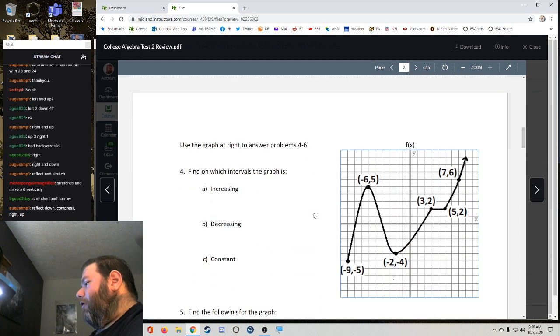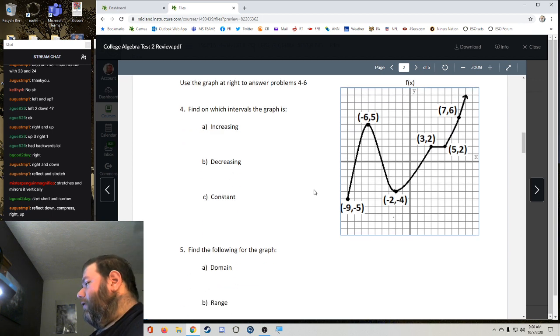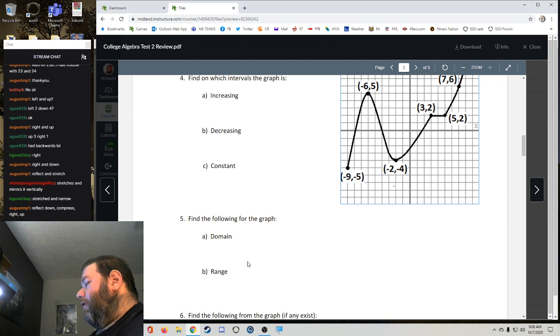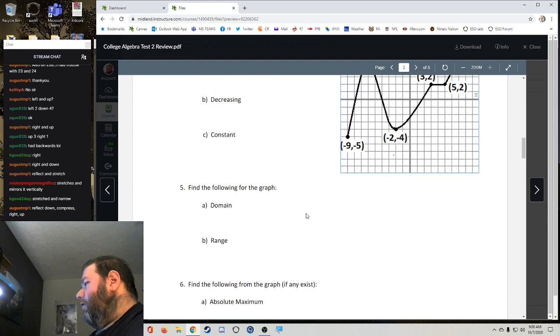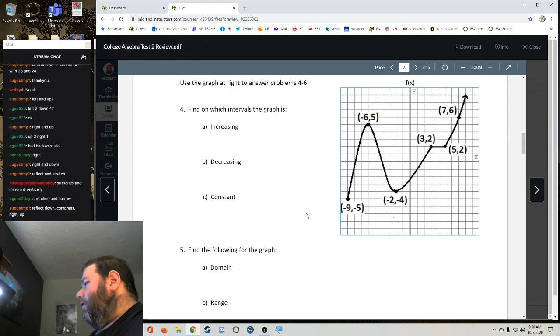Now for these next problems, I give you a graph, much like we saw in sections 2 and 3. So we want to figure out where the graph is increasing, decreasing, or constant based on this picture. Find its domain and range, and determine if it has an absolute maximum, a local maximum, absolute minimum, and local minimum. So basically everything that we had talked about before, mainly section 2 and section 3.